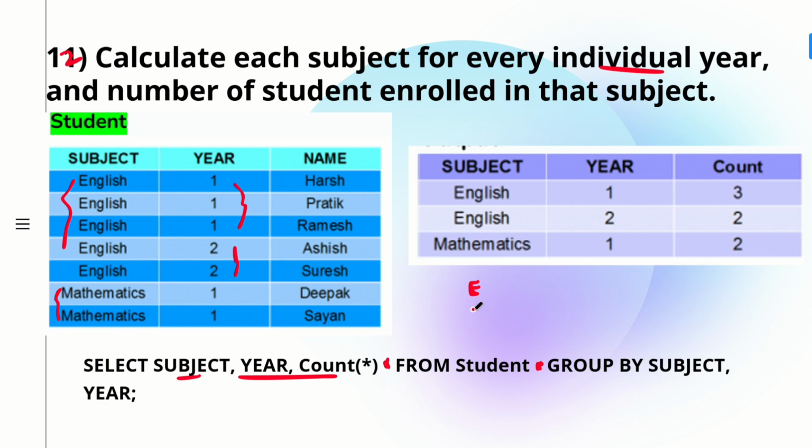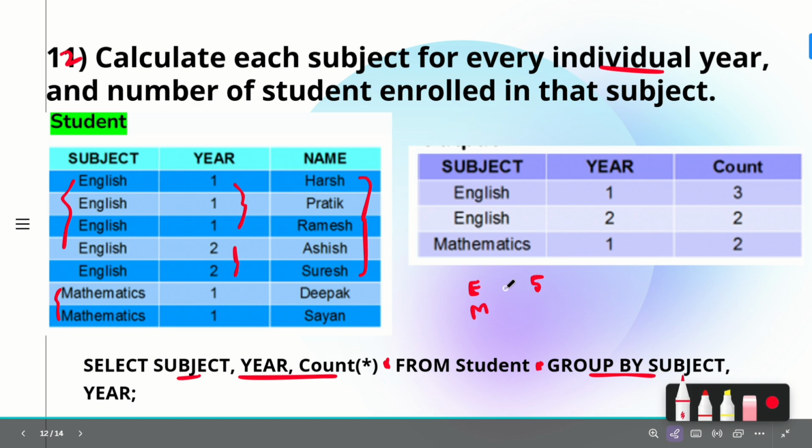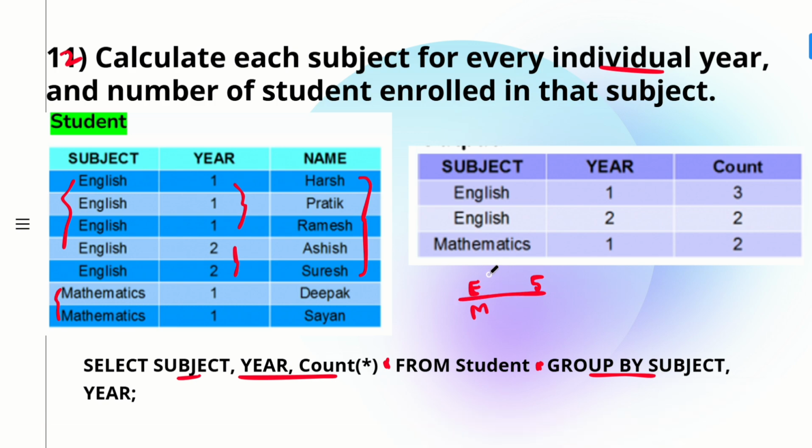English and mathematics will have only two groups, and then in this English you'll have one, one, one, two, two, and then mathematics will have one, one. Then in your entire count, count of star, English will have 1, 2, 3, 4, 5. This is wrong, right? You are supposed to give the individual. From first year there are three people in English, from second year there are two people in English. If you are just writing group by subject, it is going to give you a wrong value, right? I hope you understood.